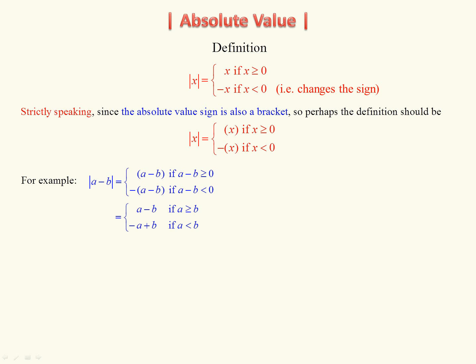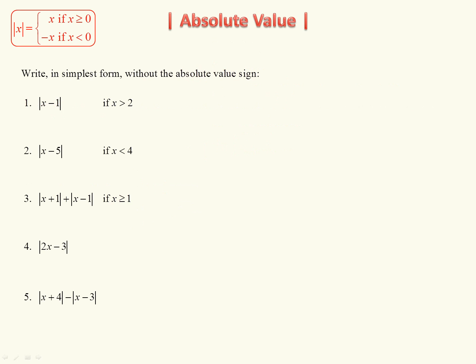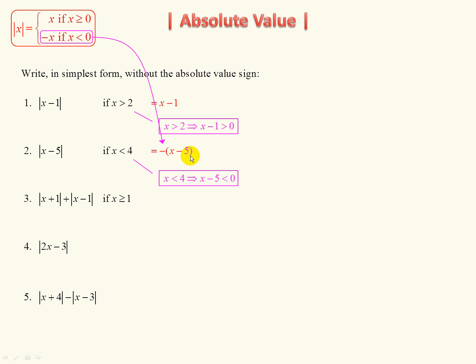Here are some examples. In this first case, x greater than 2 means that x minus 1 will always be positive. So therefore it's just x minus 1. X less than 4 means that the contents of this absolute value sign, x minus 5, will always be negative. Thus notice the change, negative, and then with a bracket. And it invokes that part of the definition.